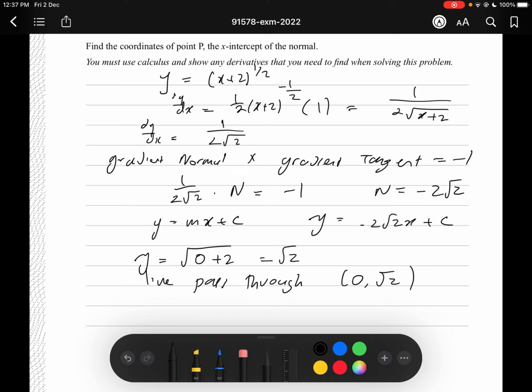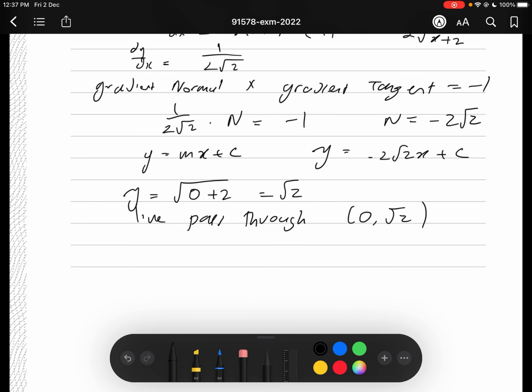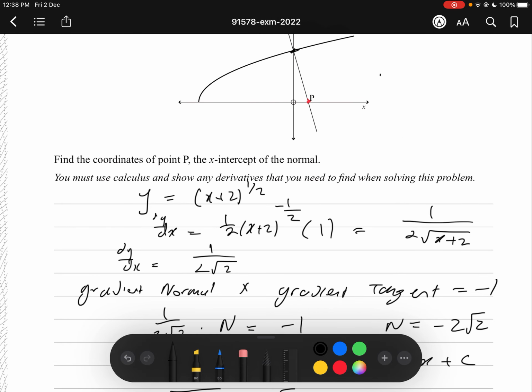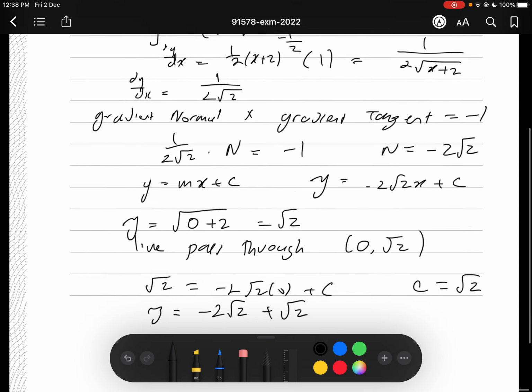So let's substitute this point into our equation for the line and find our c value. So square root of 2 equals -2 root 2 times 0 plus c. So c equals root 2. So therefore y equals -2 root 2 x plus root 2. And now we want to find the point P, which is when y equals 0. So let's substitute this into our equation of the line.